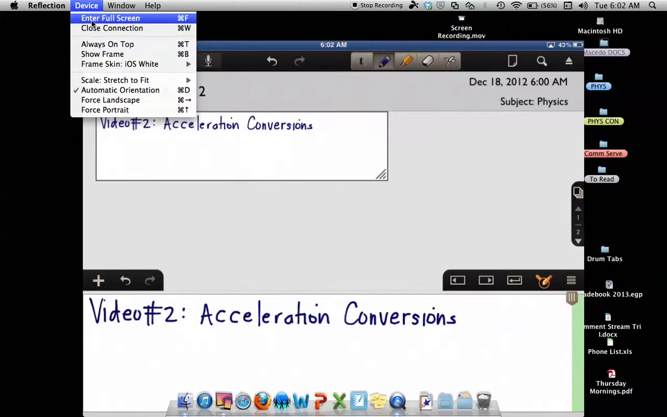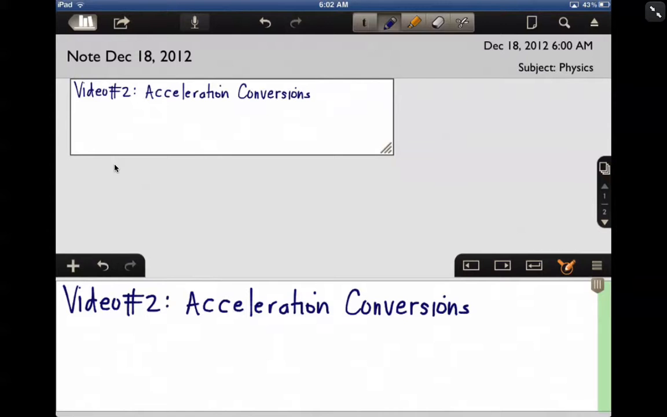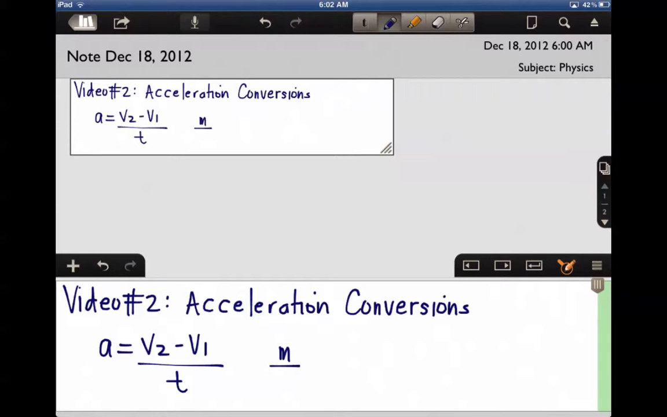So this is the second video of Catch-Up, and we're going to look at acceleration conversions. Basically, how to calculate acceleration when the units don't agree. So, quick refresher, in the last video, you spent time using this equation, the basic way to calculate acceleration. And your units typically are things like meters per second squared, which is meters per second per second.